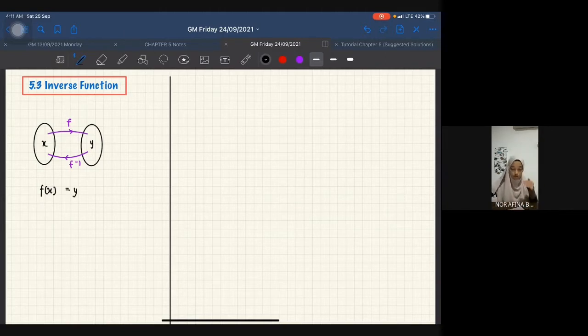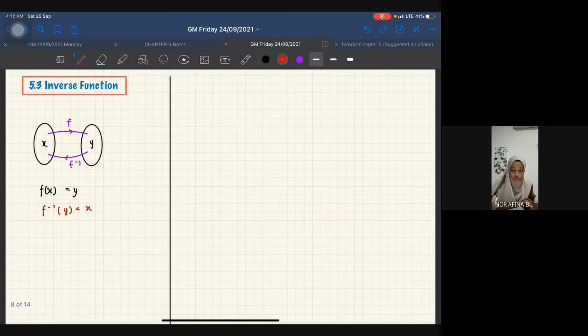Tapi untuk reverse process pula, bila kita reversekan the process, we have now instead of x being our object, sekarang kita punya object adalah y. Y is our object and x is our image. Kita terbalikkan sahaja. So kita akan dapat f inverse, sorry. So we have f inverse of y is the object, and then our image is just equal to x. Just like that, macam tu je. Itu adalah cara penulisan untuk kita punya inverse function. Ini kita akan gunakan juga nanti bila awak nak cari inverse function for a function.